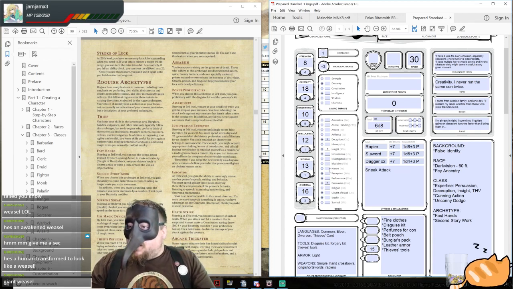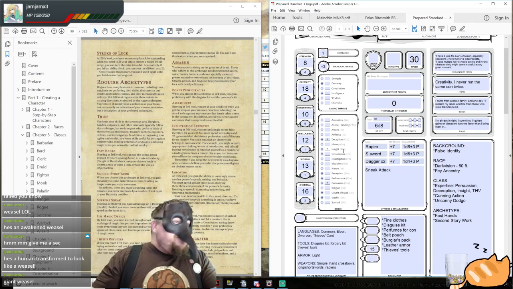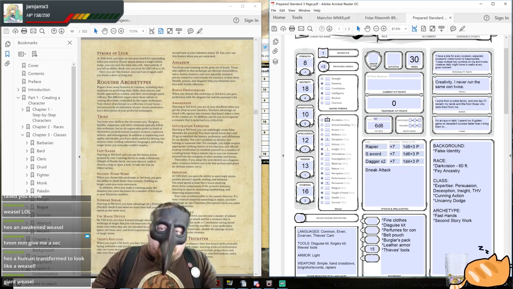Yeah, there's a whole story to this character, Ro. And if any of you in chat are wondering what Bubonic's talking about, I promise you there is a story behind why there's an awakened weasel. And that's not just me trying to be lewd.